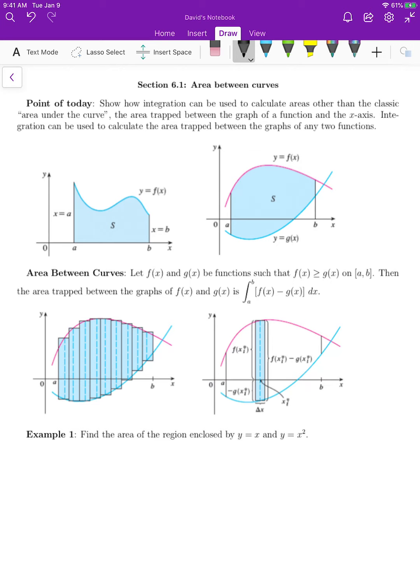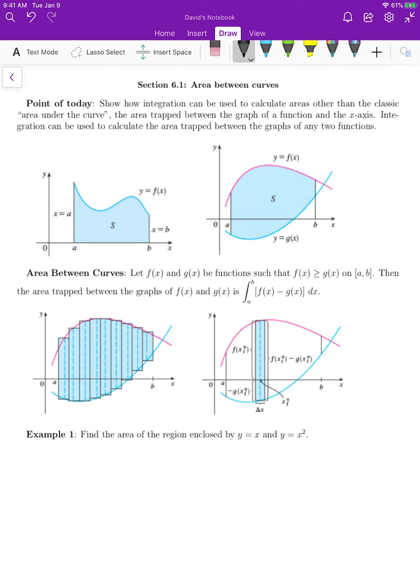We finished off the course by doing 3 sections of Chapter 6. Chapter 6 takes the idea of area under the curve, which we've talked about before, and it shows how integrals can be used to calculate other things, like area trapped between two curves, as we're going to talk about today. Integrals can also be used to calculate volumes, it turns out, and we'll do that in sections 6.2 and 6.3. So we end the course with some sort of geometric applications of integration.